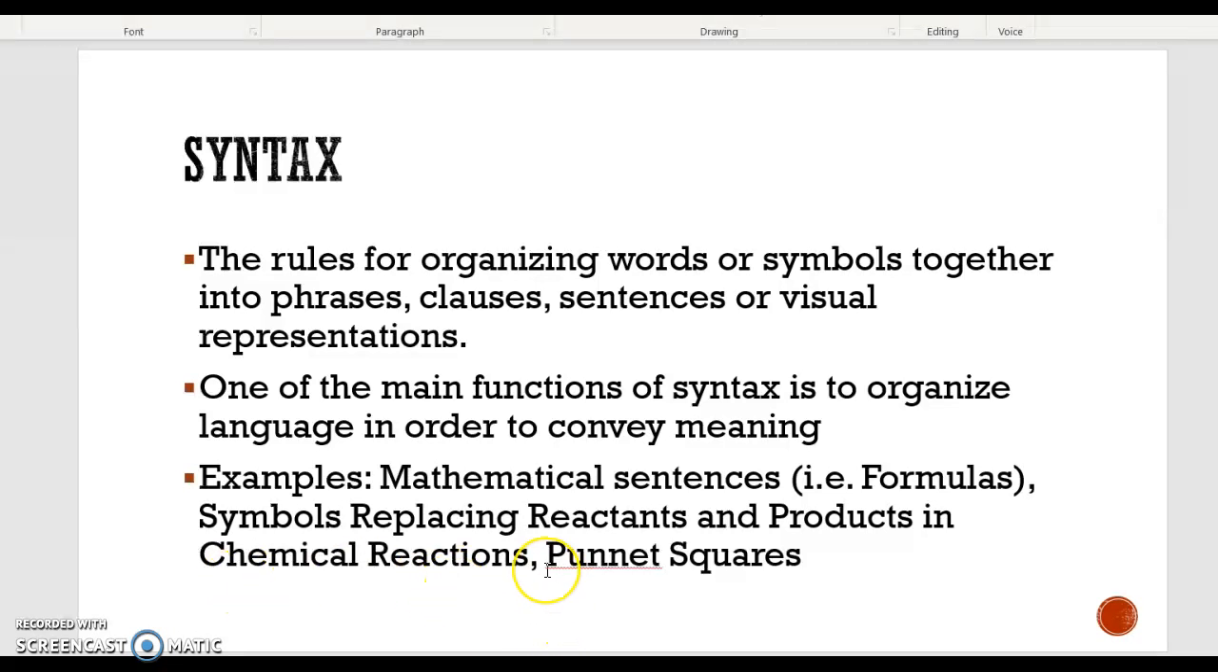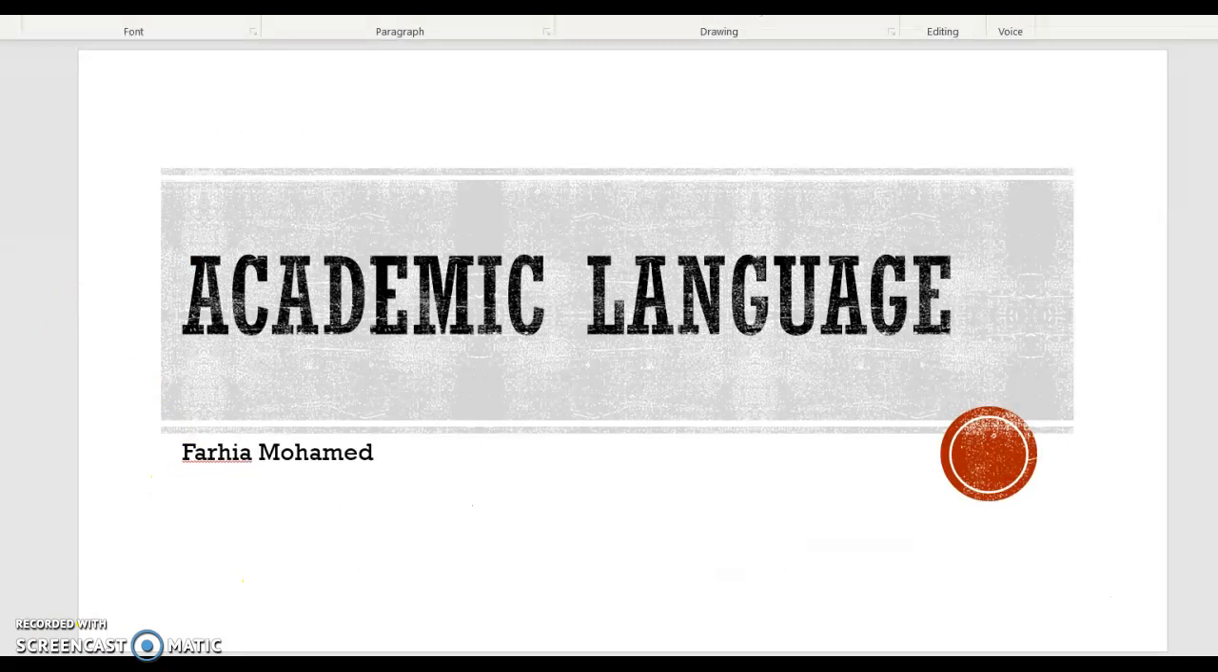And then you also have Punnett squares. Even though it's just a box with letters in it, to anybody else who's in science, you automatically know that that has to do with genes. And yeah, so syntax helps you use words or symbols to make meaning. And this is all a part of academic language that students use. Thank you.